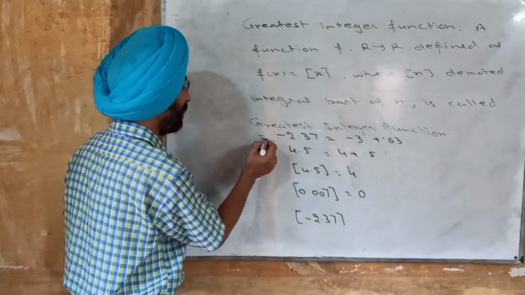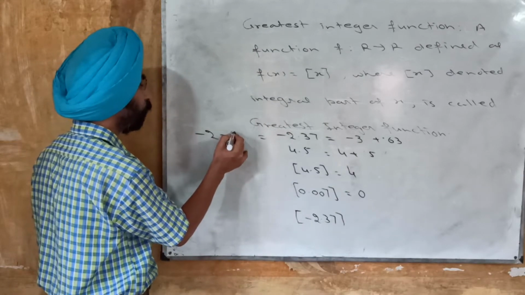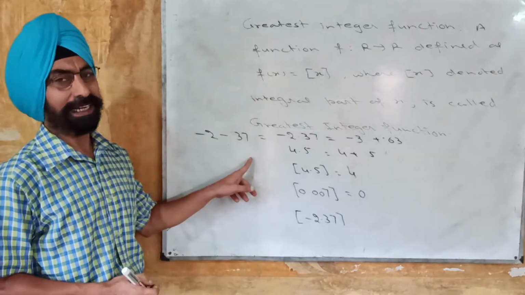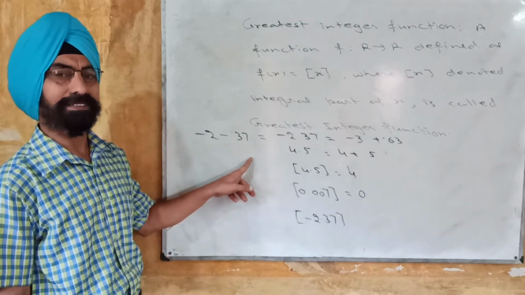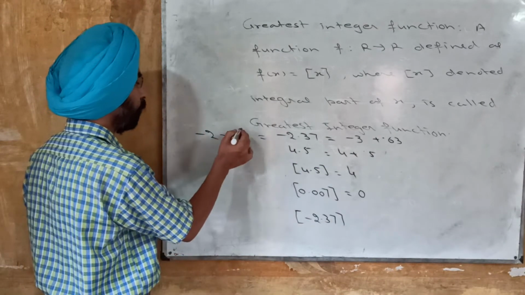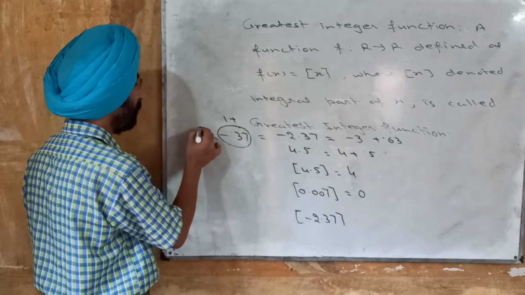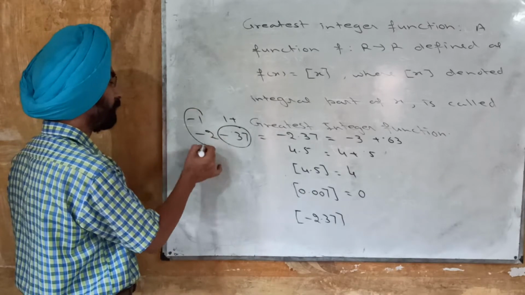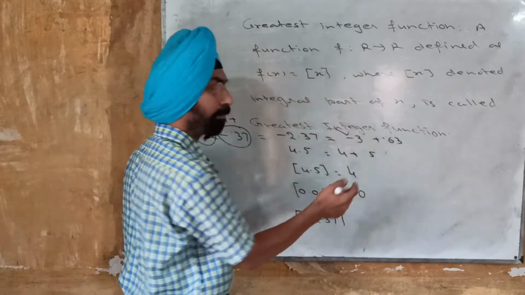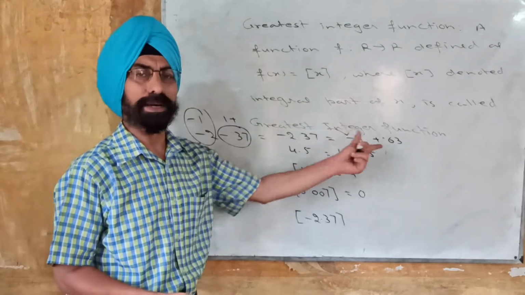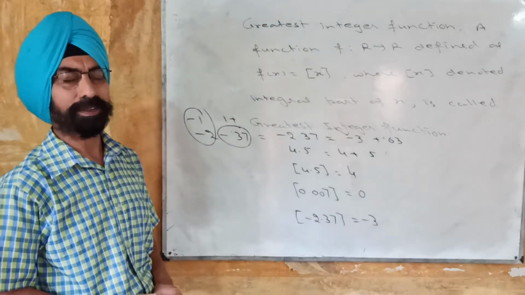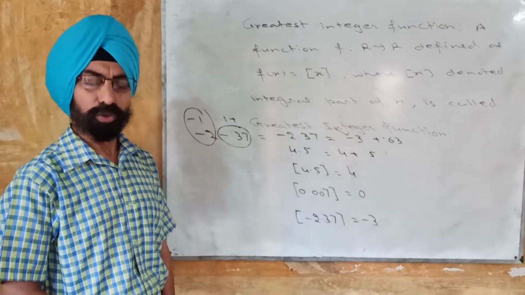Because if you write it as minus 2 minus 0.37, here the fractional part will be minus 0.37, and I have told you that the fractional part is never negative, the fractional part must be positive. So what we have to do is add 1 here and subtract 1 here. This minus 1 minus 2 will become minus 3, and 1 minus 0.37 will become 0.63. So the integral part will be equal to minus 3. So this is your integral part function.